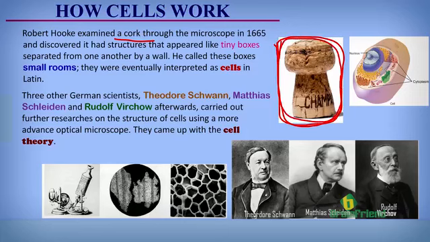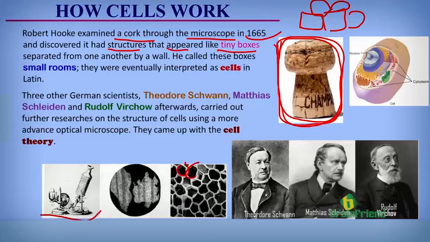So he picked up a cork, which is made up of dead plant cells, and he examined the cork through the microscope. He did this research in 1665. As far back as 1665, he carried out this research. And when he looked through the cork, he discovered that it had structures that appeared like tiny boxes. He saw things like this in the cork as he viewed it through the microscope. This was what he saw. Here is the crude microscope he used for this research, and this is the cork.